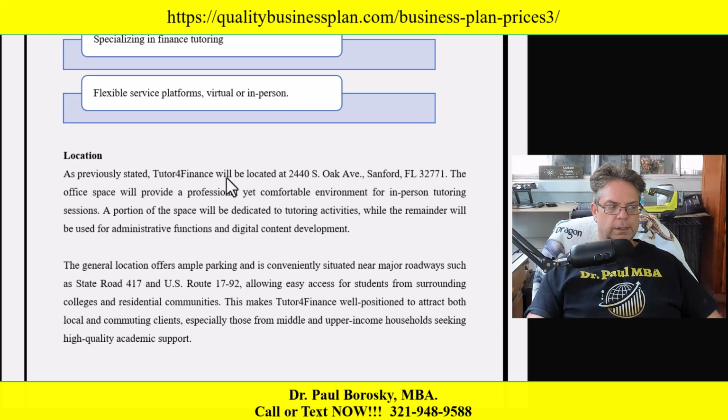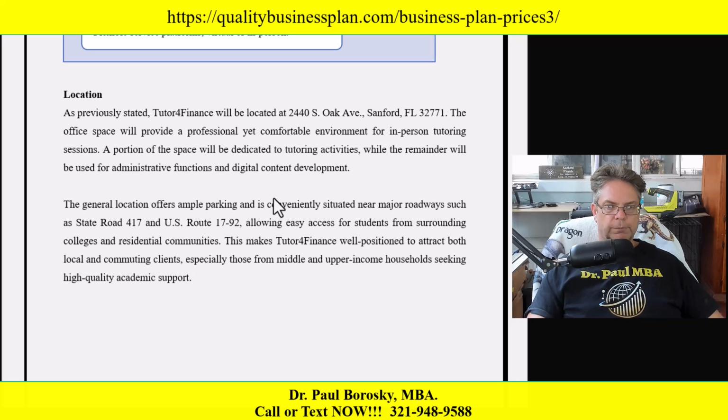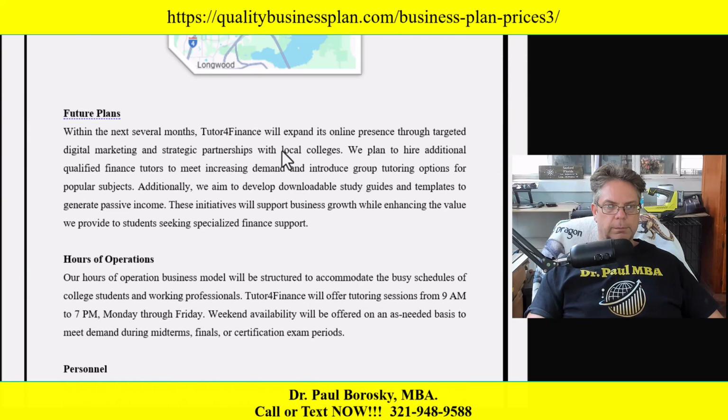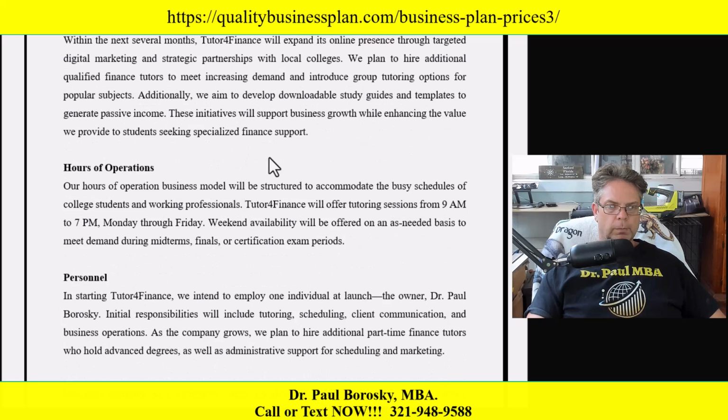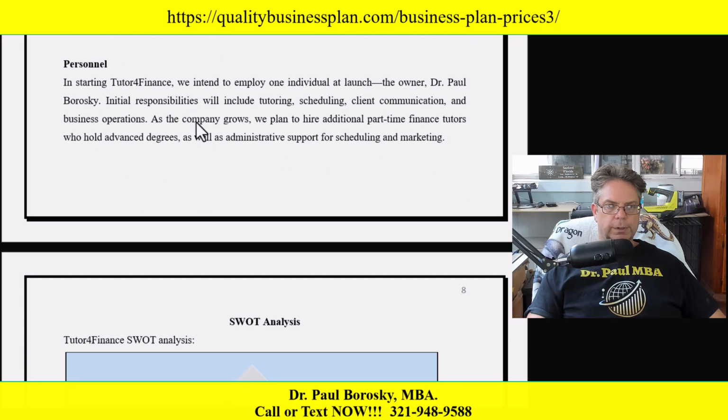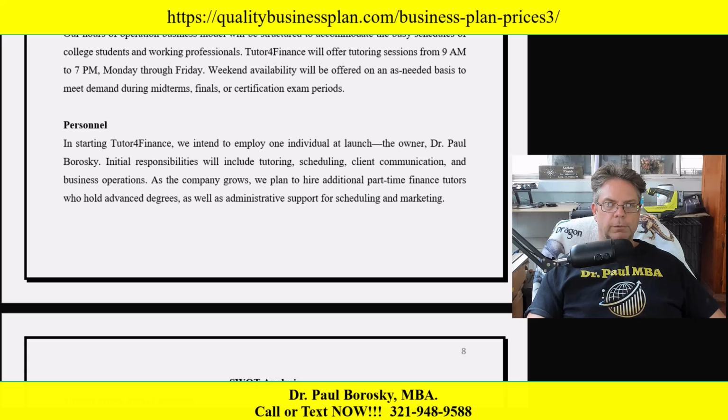The next section is going to be the location section. In the location section, you want to just describe your business, the physical property and such. And from there, we'll have a picture, and then we'll talk about the future plans, where your organization is going to go. And then we also talk about the hours of operation and the personnel. All right, let's go ahead and move to the next section.